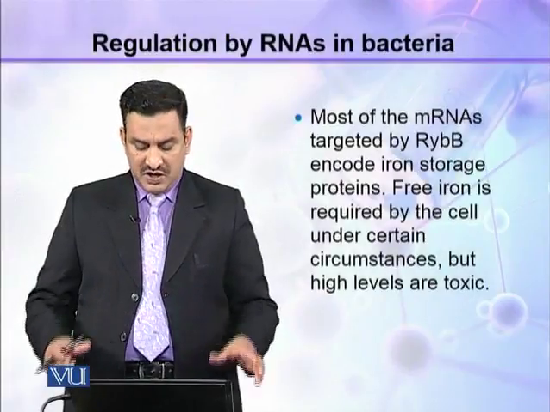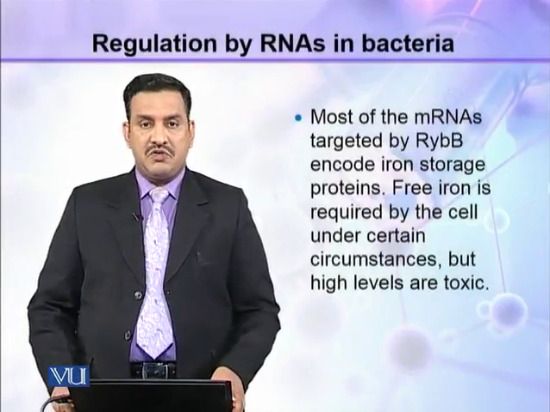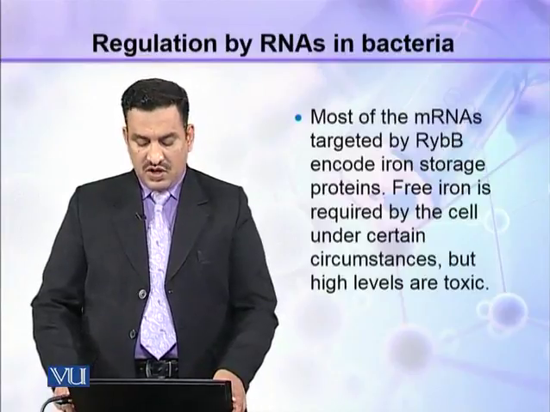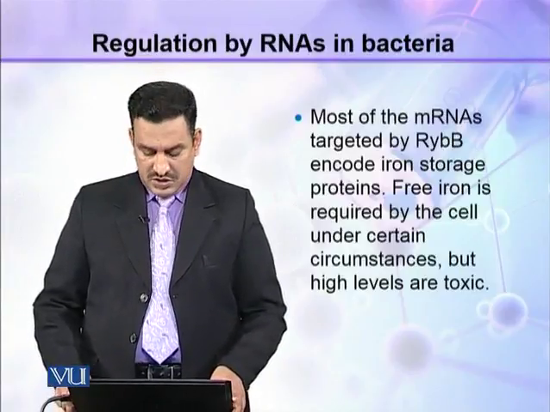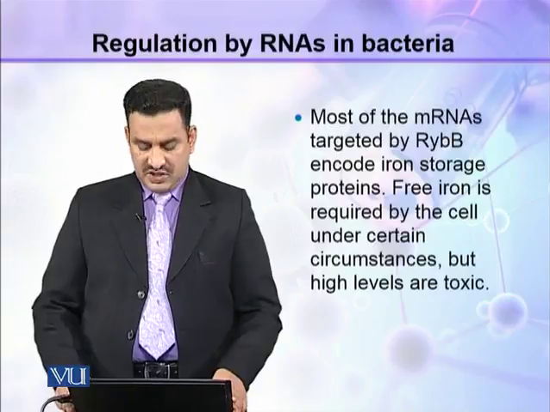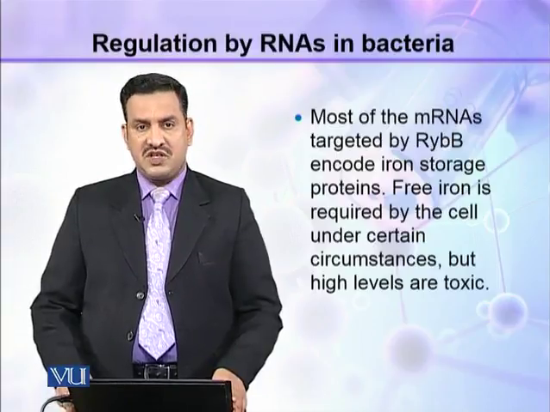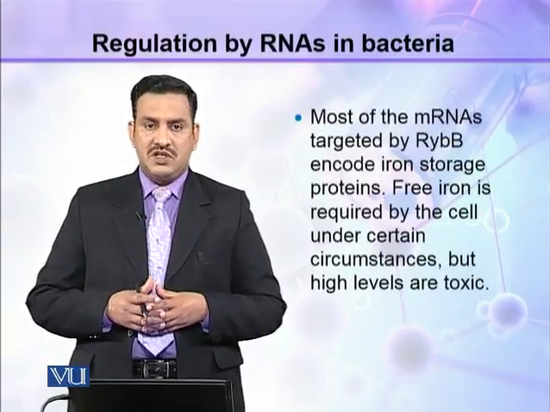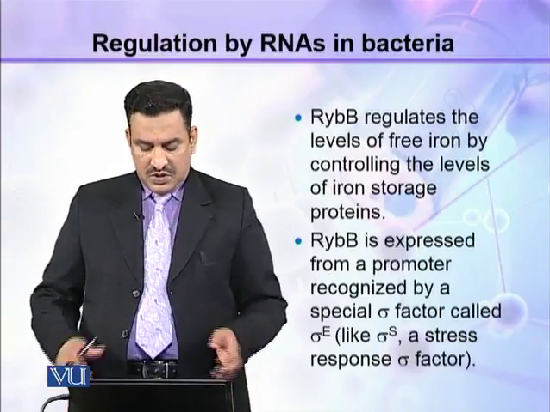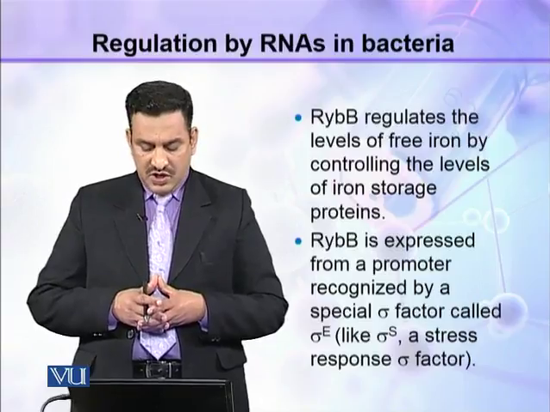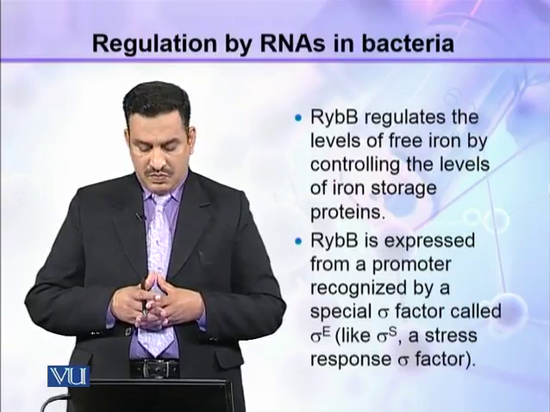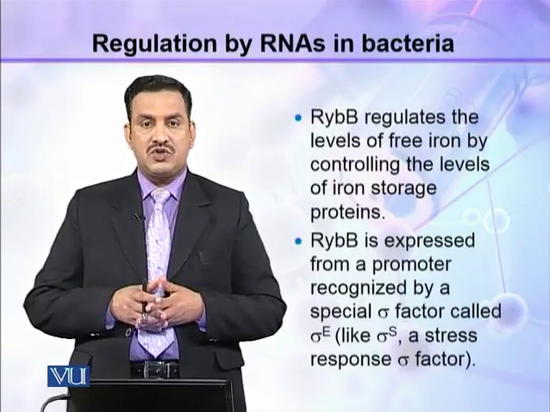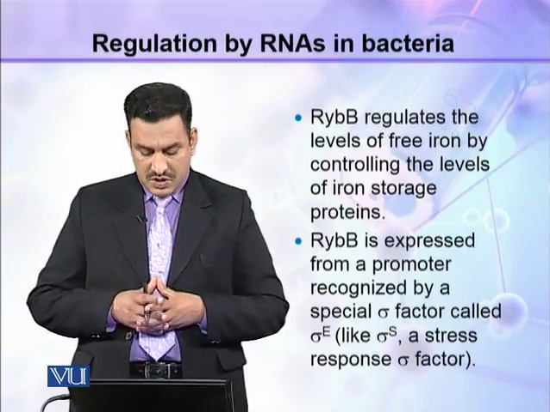Most of the mRNAs targeted by RIB-B encode iron storage proteins. Free iron is required by the cell under certain circumstances, but high levels of iron are toxic for the cells. RIB-B regulates the levels of free iron by controlling the level of iron storage proteins.